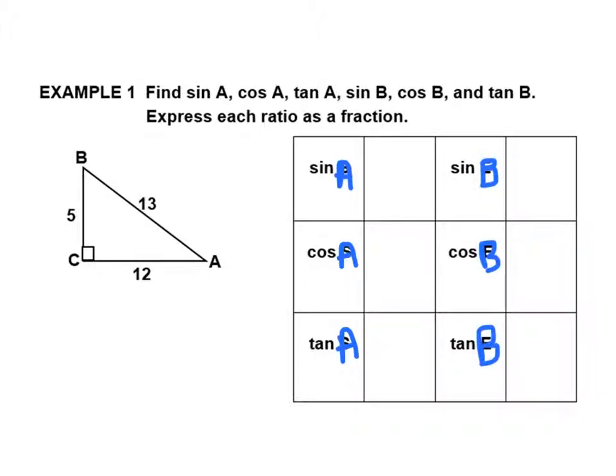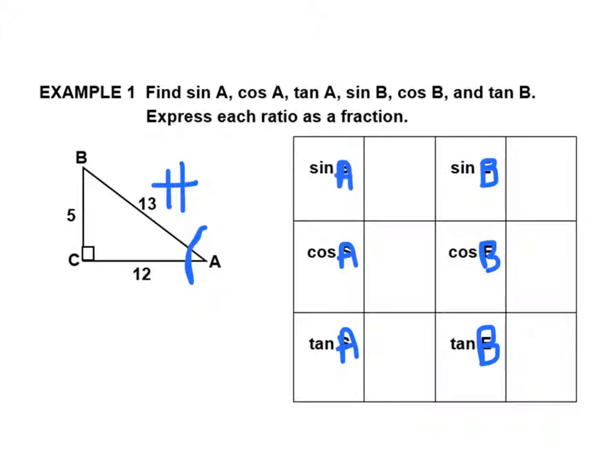Now let's look at the problem. First, we're going to start with the angle A. That's our angle, so that's what I'm going to mark. Now we need to label each side as far as hypotenuse, opposite, and adjacent. The hypotenuse is always across from the 90-degree angle. It's the longest side in our triangle. This would be 13, or side BA. Next, we need to label opposite and adjacent.